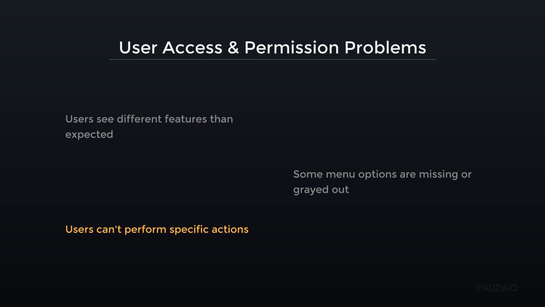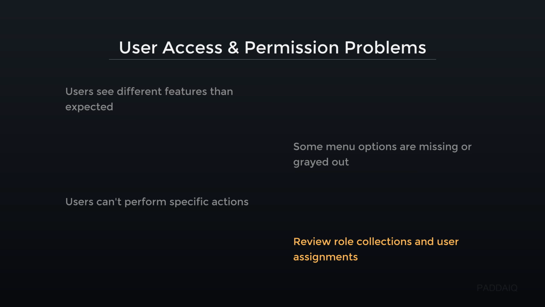Users cannot perform specific actions. This means their role lacks permissions for certain tasks, like creating or modifying data. For instance, a salesperson might be unable to approve a discount beyond their limit because they do not have the necessary authorization. Always verify and adjust user roles to resolve such access issues.